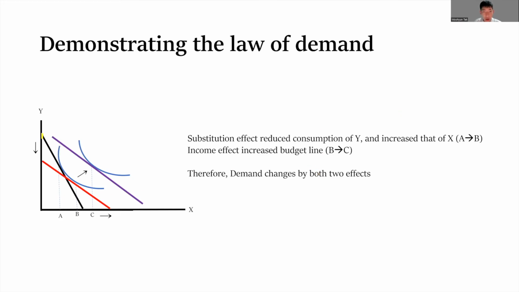Because the decline in the price of X led to more consumption of X and deprived the consumption of Y, the budget line has moved, like a leaned budget line, from the black one to the red one. However, the income effect increased the general demand and therefore expanded the budget line itself to the purple line. So we can say that the demand inclined as the price decreased, and it is changed by both of the two effects.